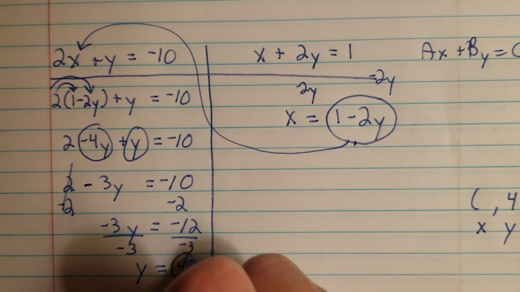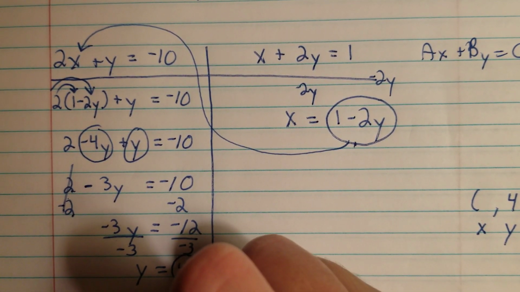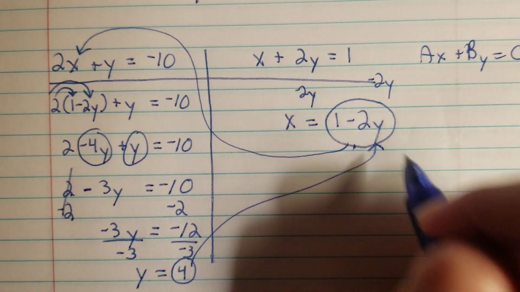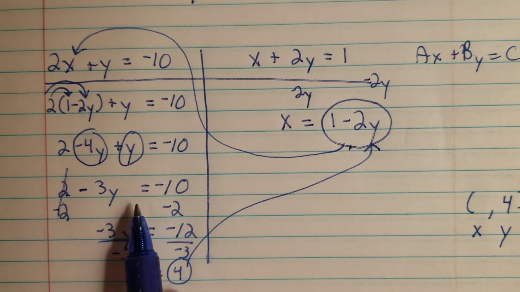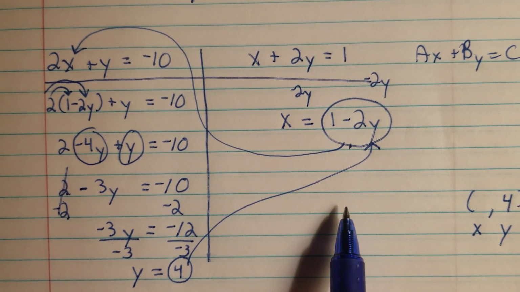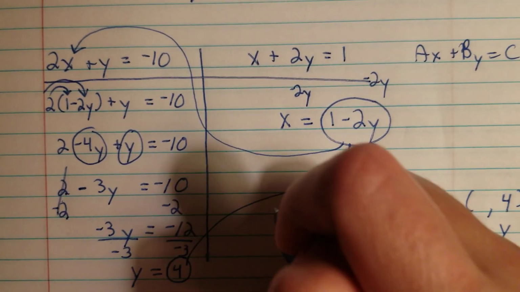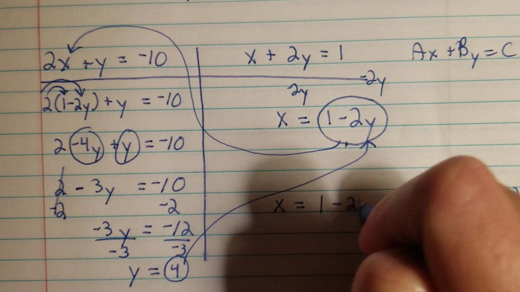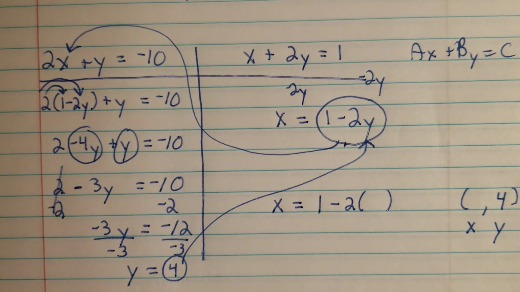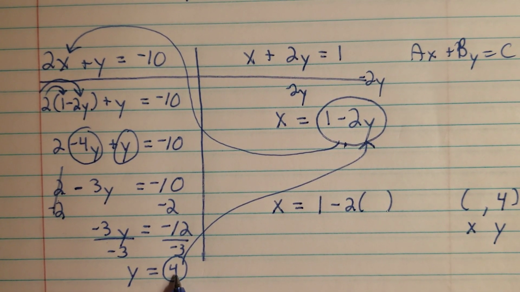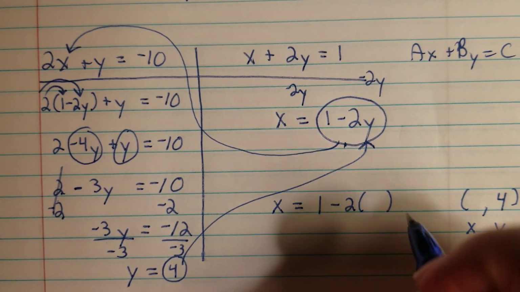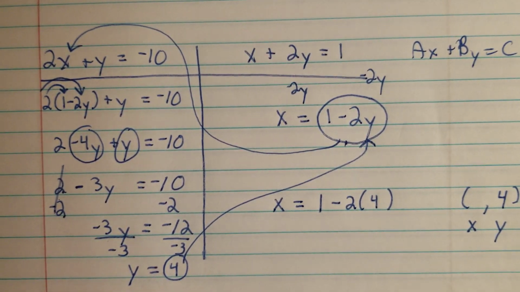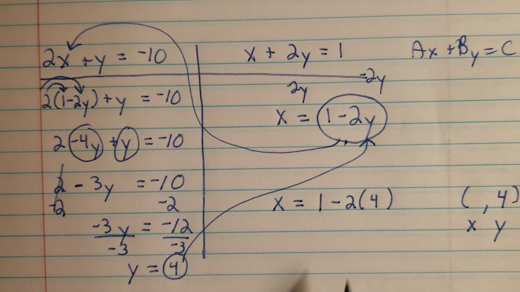Now, 4 equals y. So I'm going to substitute that in for the y. So remember, one side we solve an equation. The other side we just simplify an expression. X equals 1 minus 2 times y. But instead of y, what am I going to plug in? What am I going to substitute in? 4. So then just use your order of operations.